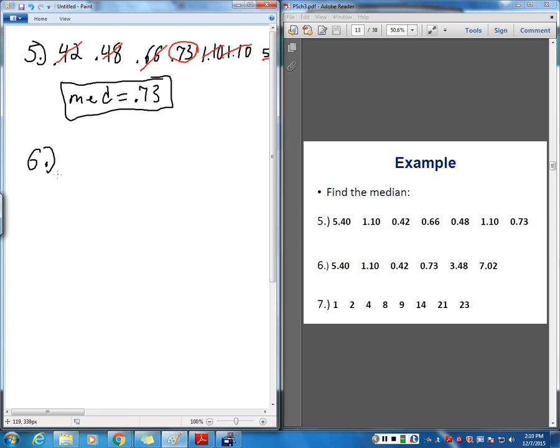Again, I'm going to list those numbers in order first. 0.42, 0.73, 1.10, 3.48, 5.40, and 7.02.